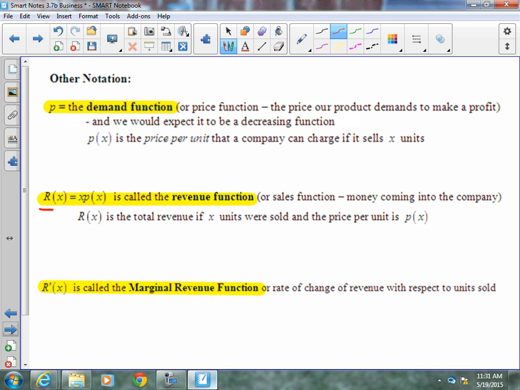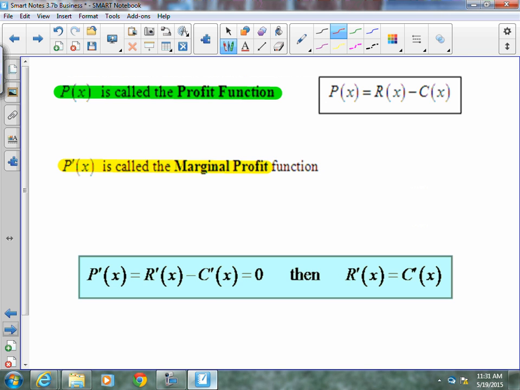Second of all, R of x, our revenue. Now revenue is just how much money you take in. If you have a bake sale and you sell cookies for 50 cents each, your revenue is 50 cents times the number of cookies you sold, just the amount of money you should have collected throughout the day. And so it is x, our number of items sold, times our price function. So x times p of x. R prime is the marginal revenue function, or the rate of change of revenue with respect to the items sold, because it could change. Maybe you give a deal for selling a high number.